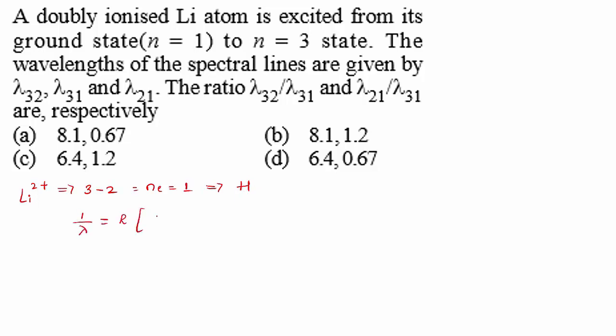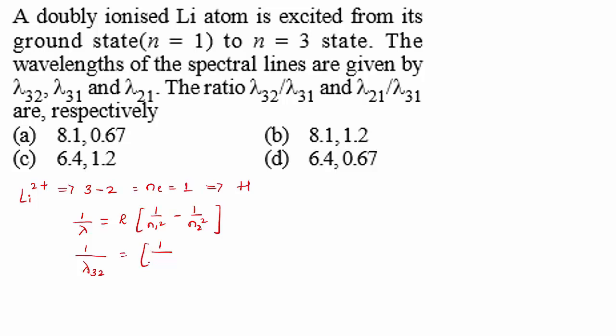1 by lambda equals Rydberg constant R into 1 by n1 square minus 1 by n2 square. Here R indicates Rydberg's constant. Now substitute the values. First I take 1 by lambda 3 2, for the transition from 3 to the second state. R is constant, leave it. The remaining is 1 by n1 square minus 1 by n2 square.